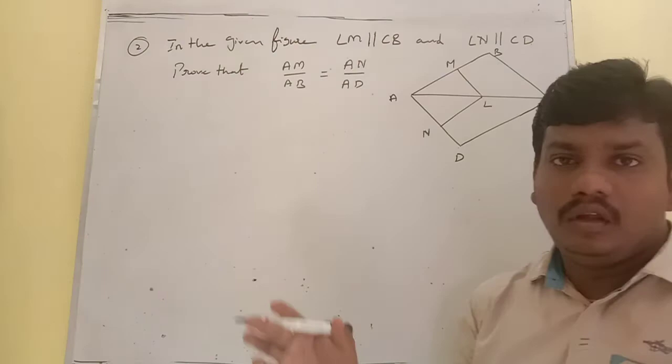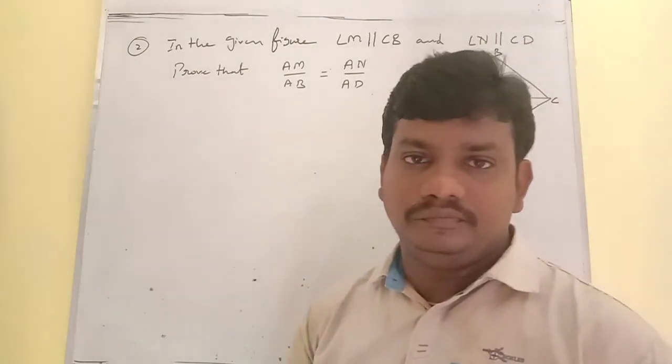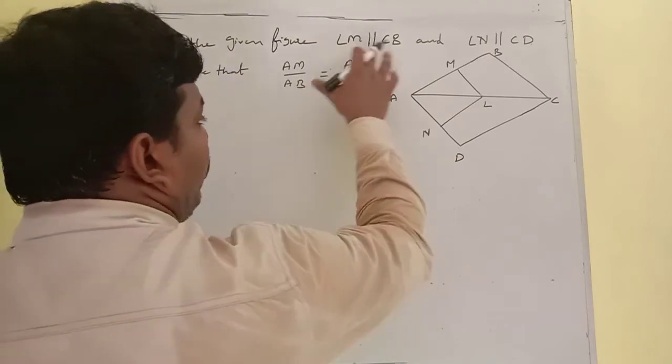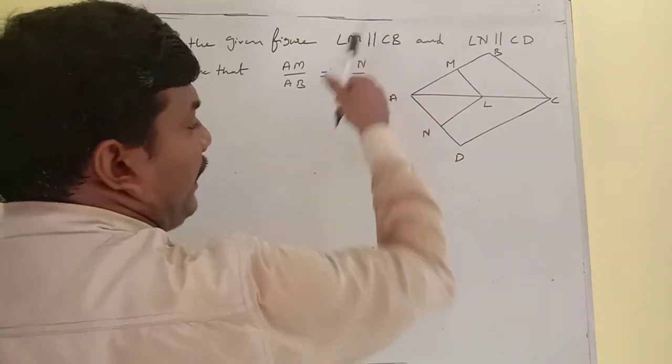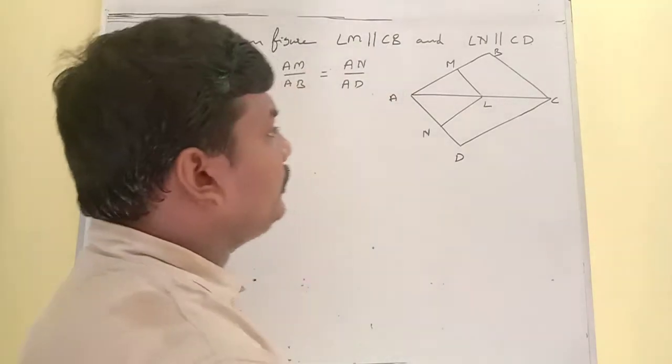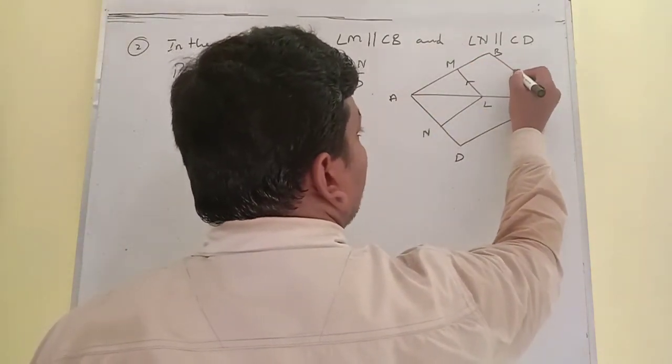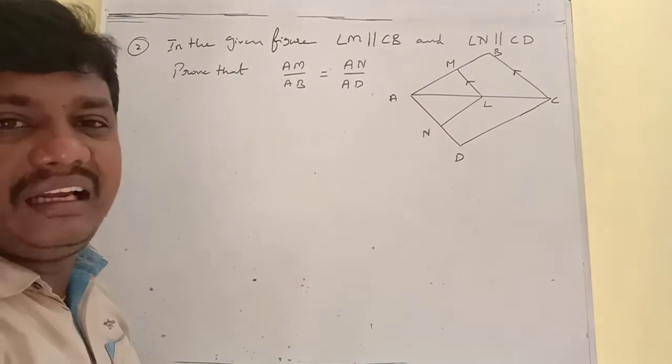Now we are going to observe this question. In the given figure, LM is parallel to BC. That is, LM is parallel to BC. This is parallel. The arrowheads indicate the parallel lines.